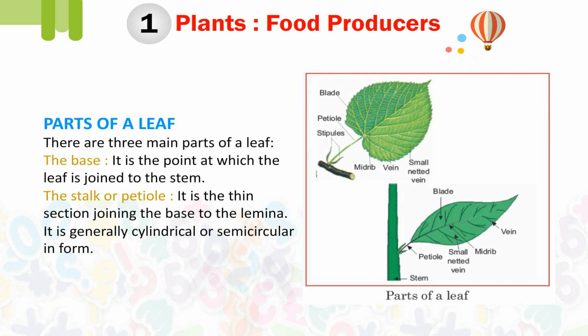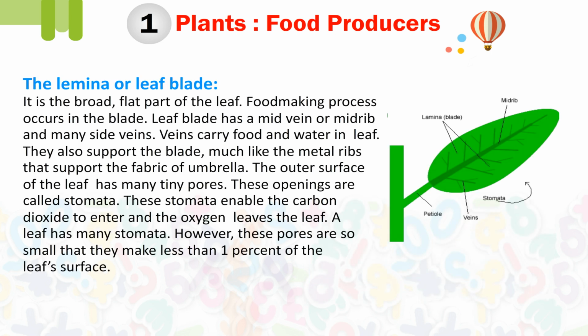Parts of a leaf. There are three main parts of a leaf. The base. It is the point at which the leaf is joined to the stem. The stalk or petiole. It is the thin section joining the base to the lamina. It is generally cylindrical or semicircular in form. The lamina or leaf blade. It is the broad, flat part of the leaf. Food-making process occurs in the blade.